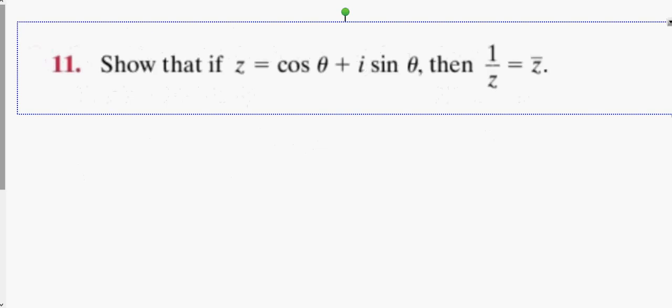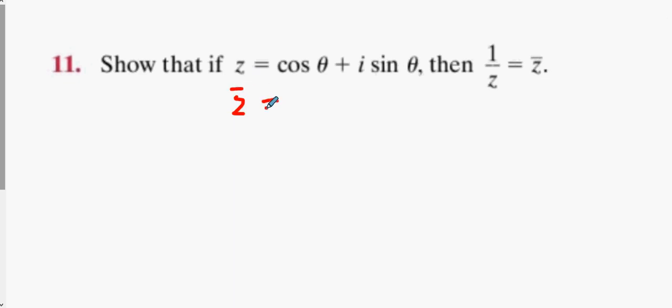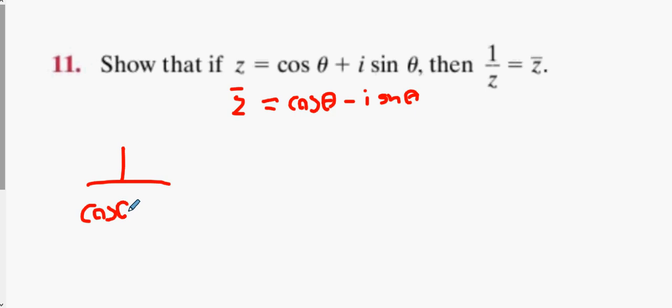Okay. Next one. Show that if z equals this, then 1 over z is the conjugate. What is the conjugate? How do I get the conjugate? Yeah, there's a lazier way of doing this question. I think we might work with that. You have two choices. Your first choice is you can do 1 over z, which is this.